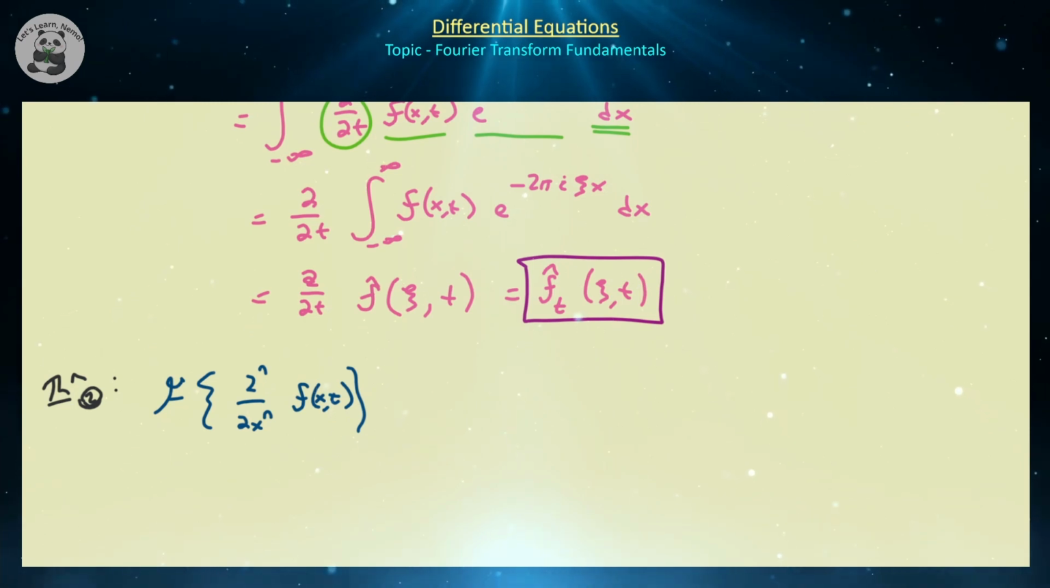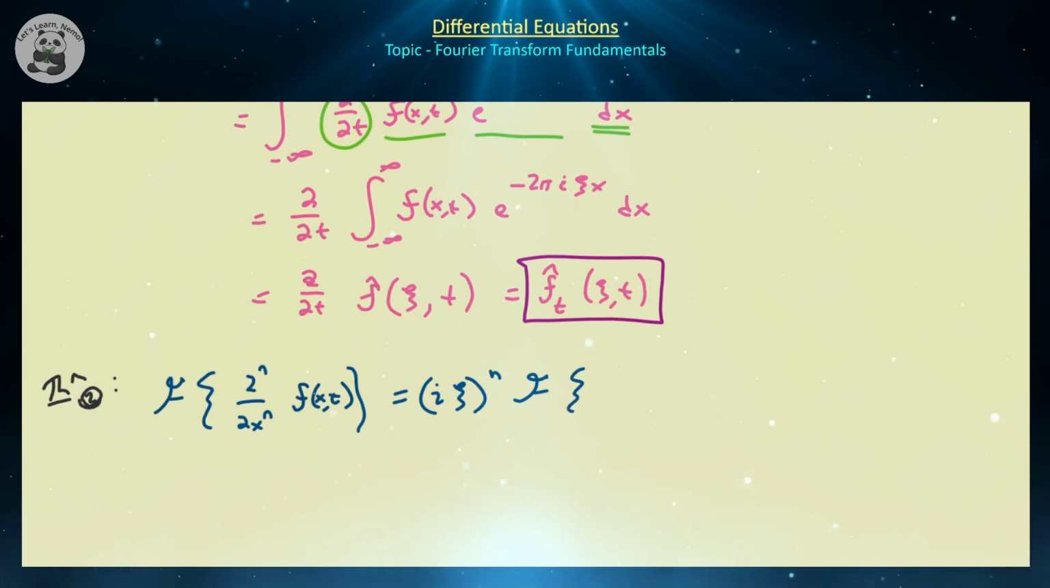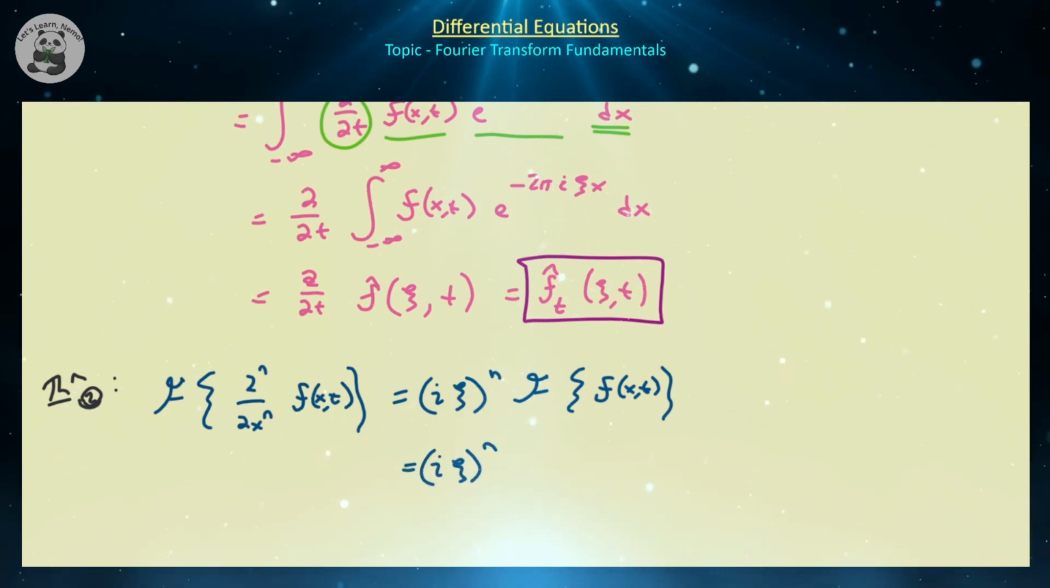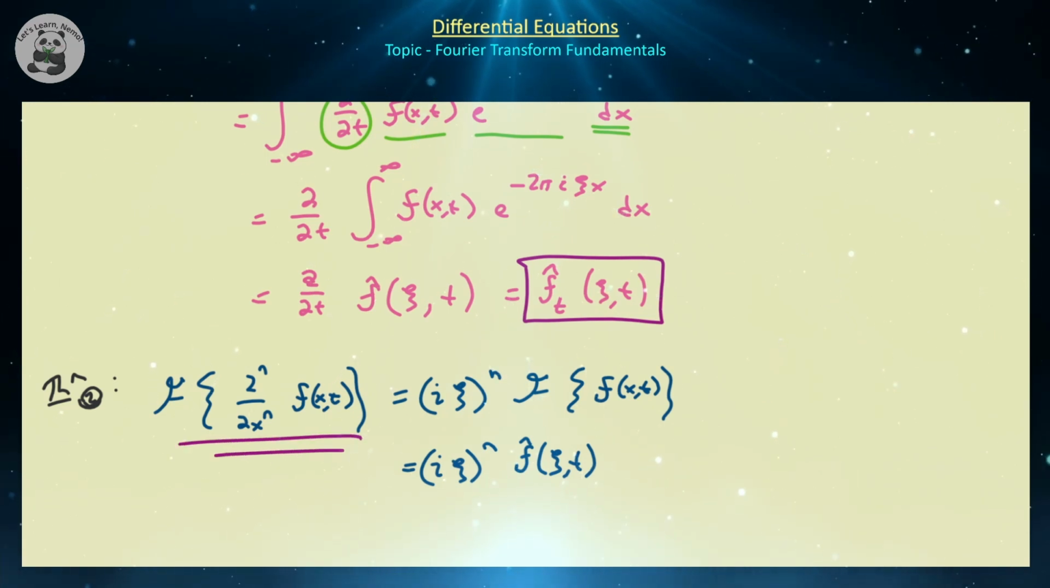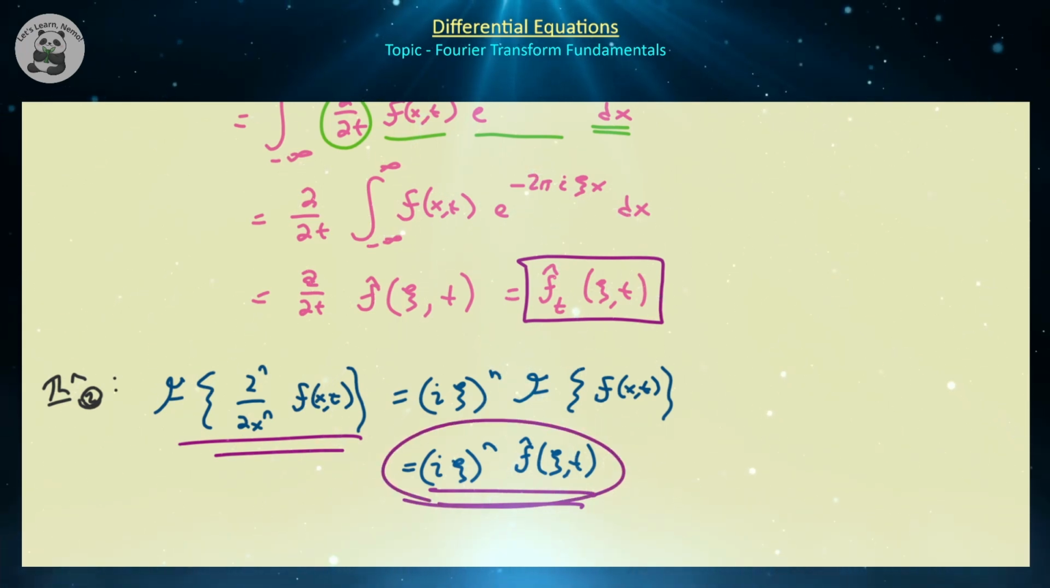What you will get here, and I leave this as an exercise for you because it isn't super difficult, is i psi to the power of n times the Fourier transform of f(x,t). So what you have here is a scalar multiple times f hat of psi, t. That's what happens when you take Fourier transforms of spatial derivatives of our multivariable function. You get practically a scalar multiple, or a variable multiple, of the Fourier transform.